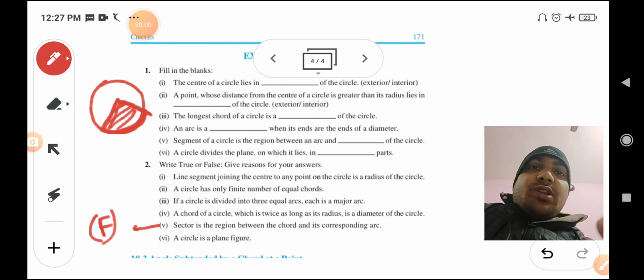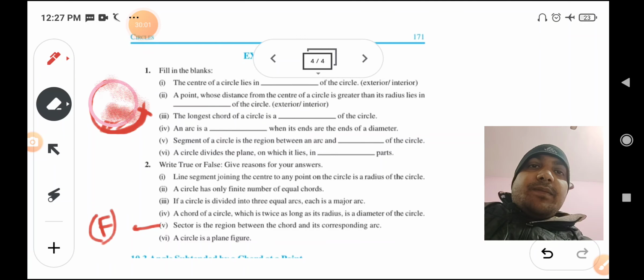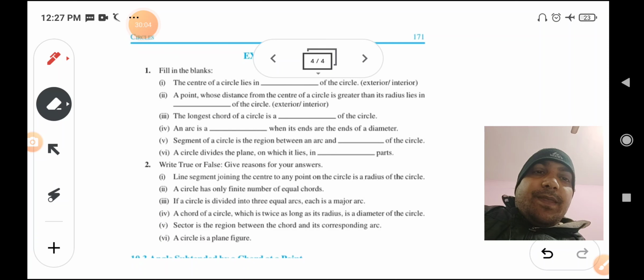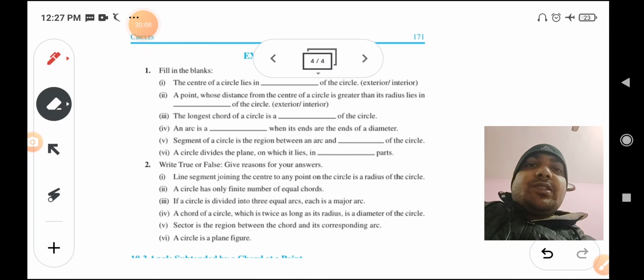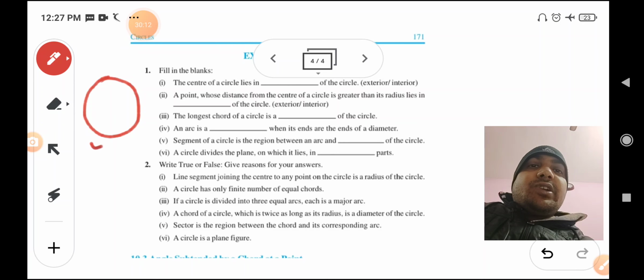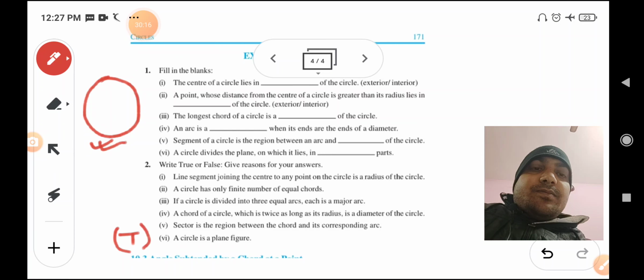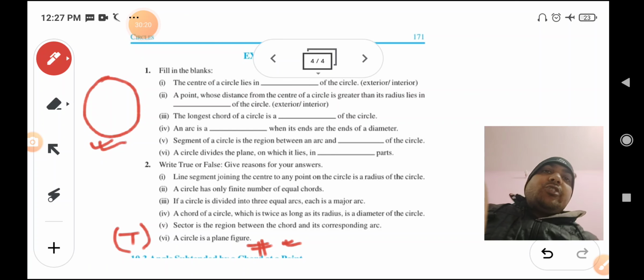So coming to the last part. See, a circle is a plane figure. Yes, we can draw a circle in a plane. So it is a plane figure, it is true. Right. So I hope the terms related to the circle and definition of circle is clear to everyone.